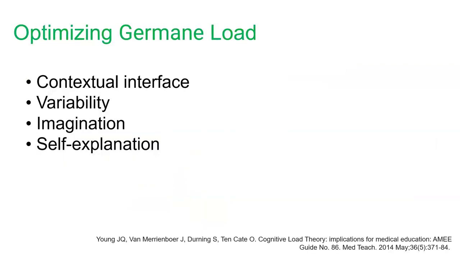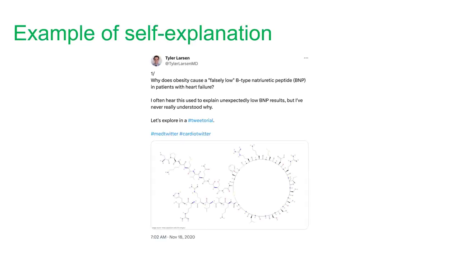The last part is optimizing germane load, and the one that I want to talk about a little more is called self-explanation. Germane load is something that requires a lot of intention and deliberate practice. An example of that might be Tyler's tutorial on why obesity causes a falsely low BNP. He poses the question, why does obesity cause this falsely low BNP in patients with heart failure? That gives the audience members an opportunity to really think about the rationale they have developed for themselves, and once they have done that, they then enter the tutorial.